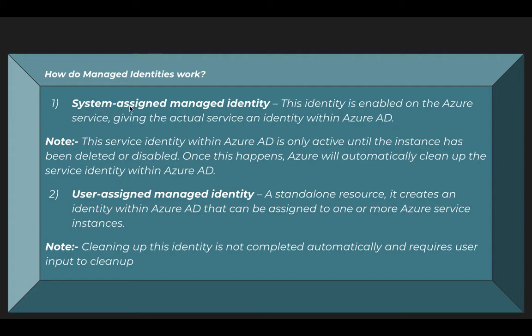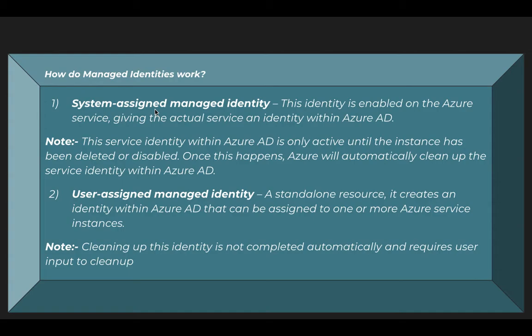Try to understand from the name. This identity is enabled on the Azure service itself, giving the actual service an identity within Azure AD. For example, when you assign a system identity to a virtual machine, that virtual machine is given an identity within Azure AD. Any application you install on it can then be used to access that other service within Azure. This service identity within Azure AD is only active until the instance is disabled or deleted. It is system managed.